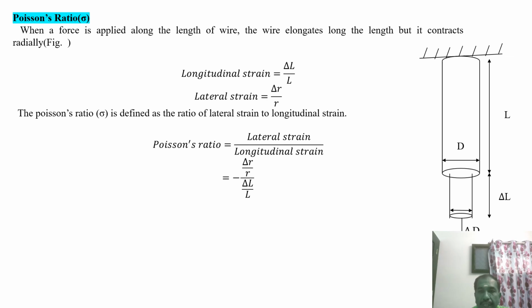The strain on that particular length is delta L. At the same time, the dimension, the total radius or diameter, decreases by a small amount. The radius shrinks in the same way. That type of change is called the lateral strain, while the change happening in the straight way is called the longitudinal strain. Therefore, Poisson's ratio is the lateral strain to the longitudinal strain. Since the radius is decreasing, we put a negative sign: negative delta R by R by delta L by capital L.